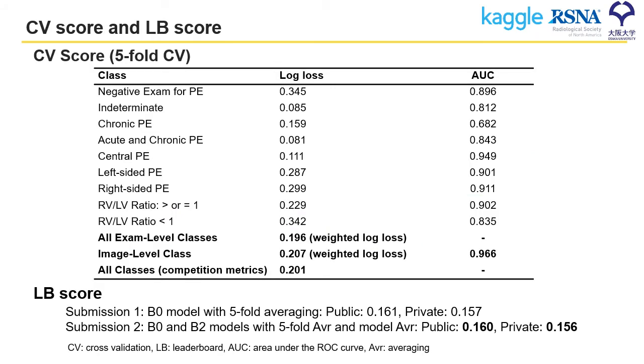The 5-fold CV scores are shown here. For the exam level classes, my model scored 0.196 in the competition metric. For the image level class, my model scored 0.207 in the competition metric. The total loss of my model is 0.201. On the leaderboard, my best model scores 0.160 in public and 0.156 in private.